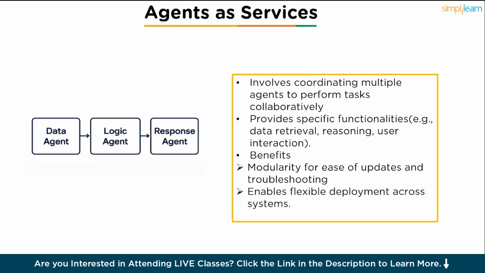Some of the key features include modularity, which is each agent handles a specialized role such as data retrieval, reasoning, or user interaction. Then we have ease of update, which is individual agents can be updated or replaced without disturbing the entire system. Also included is scalable deployment, agents can be deployed across various platforms and systems, enabling seamless interaction. And some of the benefits include efficiency.